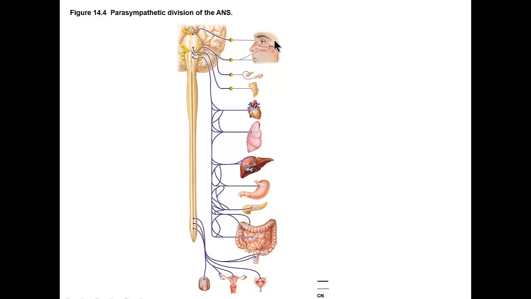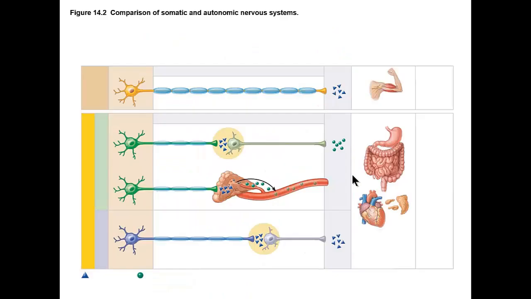Now, are they going to be excitatory or inhibitory? Well, what did you say about the parasympathetic nervous system on these organs? It depends, right? It really depends. So if I go to my chart, it'll say excitation in most cases except for cardiac muscle. We're not going to stimulate that.